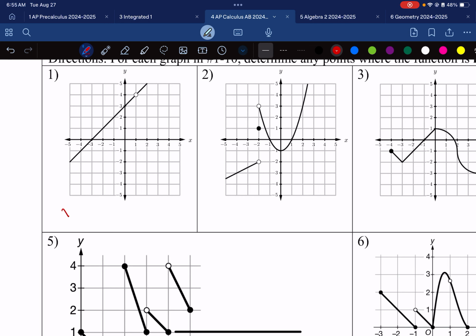So for number 1, we can say at x is equal to 1 because this point here at 1 has a hole. You don't have to do this, but I'm going to do it on mine where I identify what type of discontinuity I have. So I'm going to say that one is a hole.